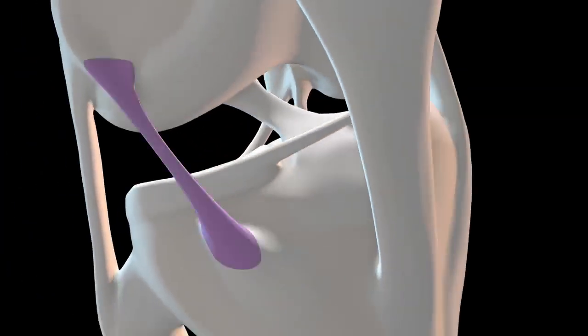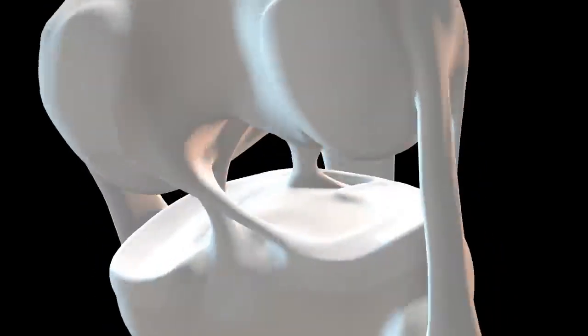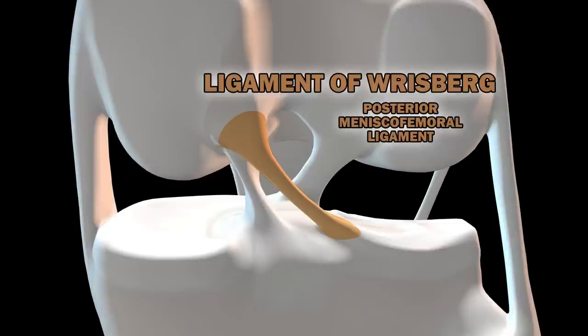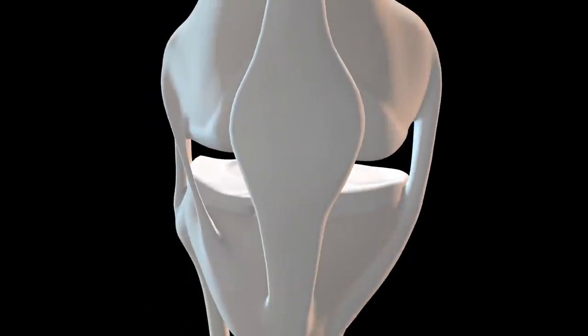A ligament which was only discovered in 2013 is the anterolateral ligament, or ALL. It originates at the femur and inserts into the tibia. It is thought that it might control internal tibial rotation. Here we have the ligament of Risberg, also called the posterior meniscofemoral ligament. This ligament attaches to the posterior lateral meniscus and crosses behind the PCL to attach to the medial condyle of the femur.